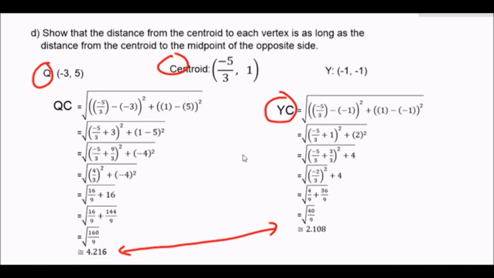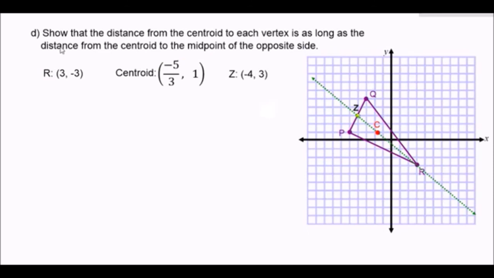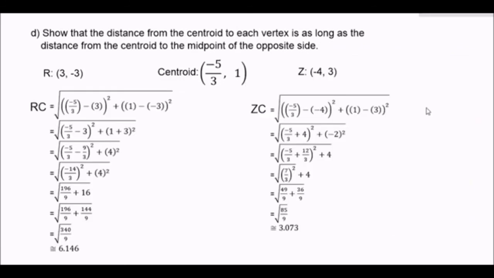And again, we have to do it one more time. This time for the vertex R, we want to show that the distance from R to C is twice as much as from Z to C. So again, using the distance formula, here's my answer. And again, you can see when I do the decimal calculations that the distance from the vertex to the centroid is twice as much as the distance from the midpoint to the centroid.